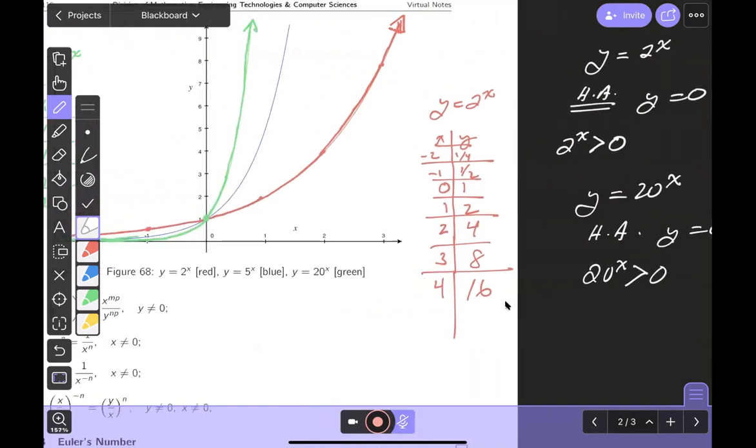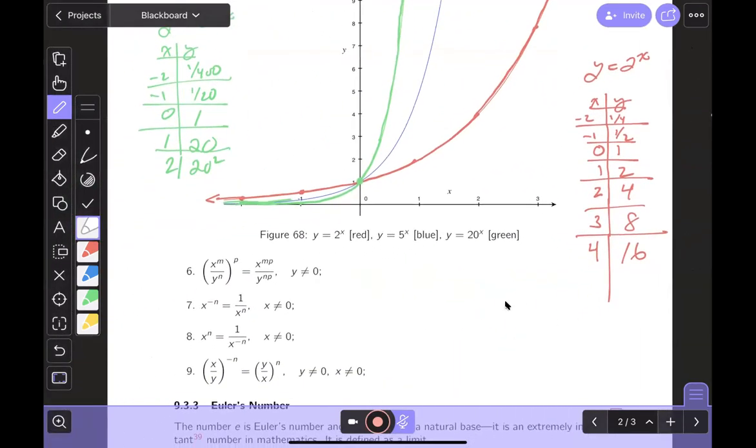Let's do one last one. And again, you can play around with these if you like, and we'll do other examples when we go to the examples. But right now, I'm going to do the blue one. And what's the blue one? It's y equals 5 to the x. So I'll put an x down and a y down. And what's the easiest one to put down? 0. What would 0 give you? Well, 5 to the 0 is 1.